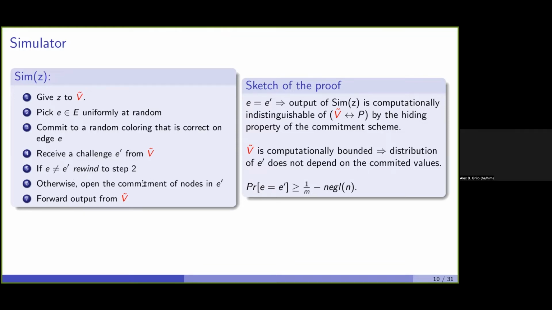Exactly. And so then there would be a very simple distinguisher that would distinguish the simulator that stops like that and does not rewind from the real transcript, because with non-negligible probability you see two colors that are the same, but in the honest protocol you never see two colors that are the same.